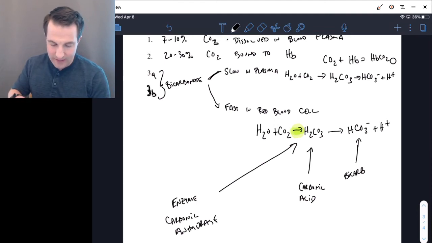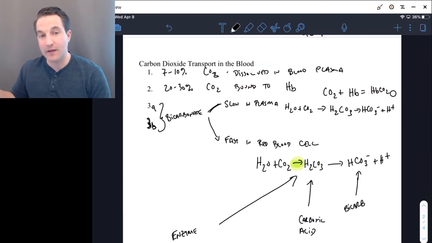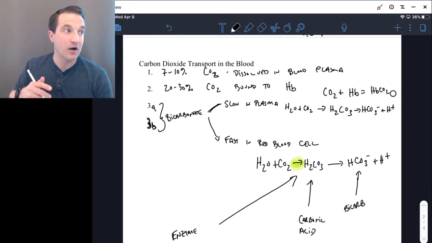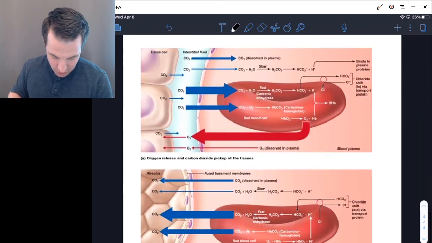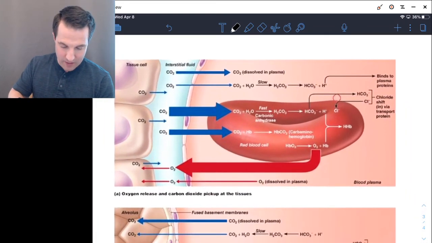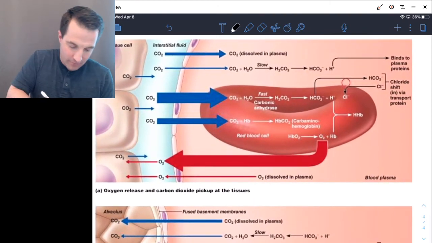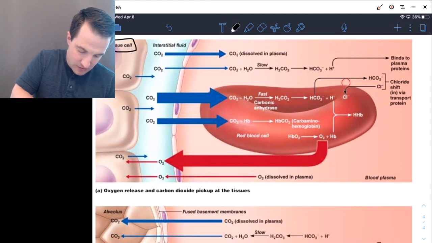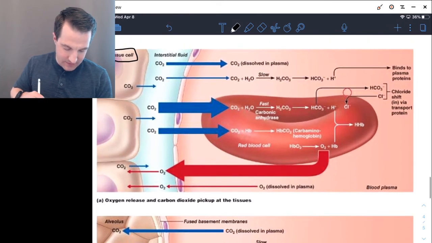Fantastic. So that gives you an example right there of our 4 ways, or 3 ways with one having 2 different options, of getting carbon dioxide from the muscles away into the blood and hopefully back to the lungs for us to breathe out. So if we take a look right down here, we have some great pictures of what this actually looks like. Here's our carbon dioxide moving from our tissues in the cell. And what's happening right here in part A of this is oxygen release and carbon dioxide pickup at the tissues.